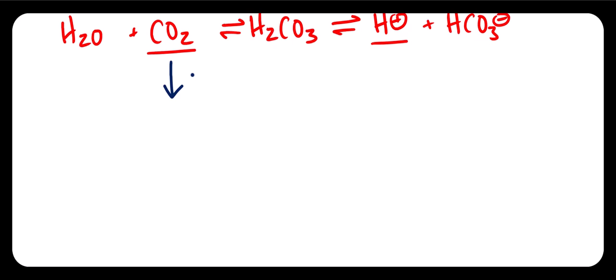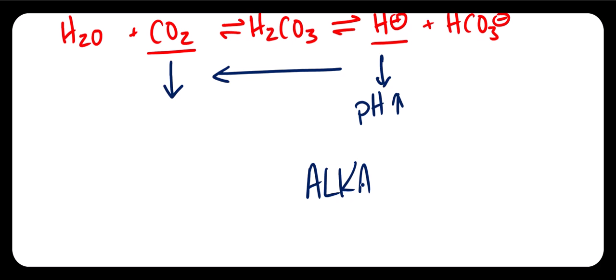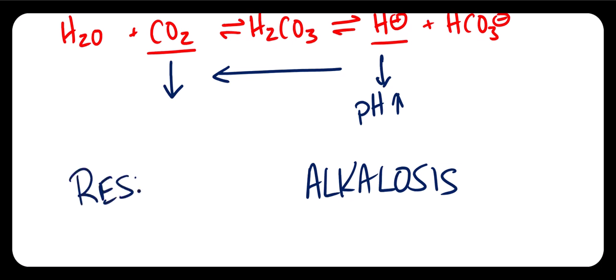So what's going to happen? I'm going to shift my equilibrium towards carbon dioxide, driving my hydrogen concentration down. My hydrogen ion concentration goes down. That means my pH goes up. My pH goes up, I become alkaline, or I get alkalosis. How did I get there? Respiratory mechanism or metabolic? Through a respiratory mechanism.